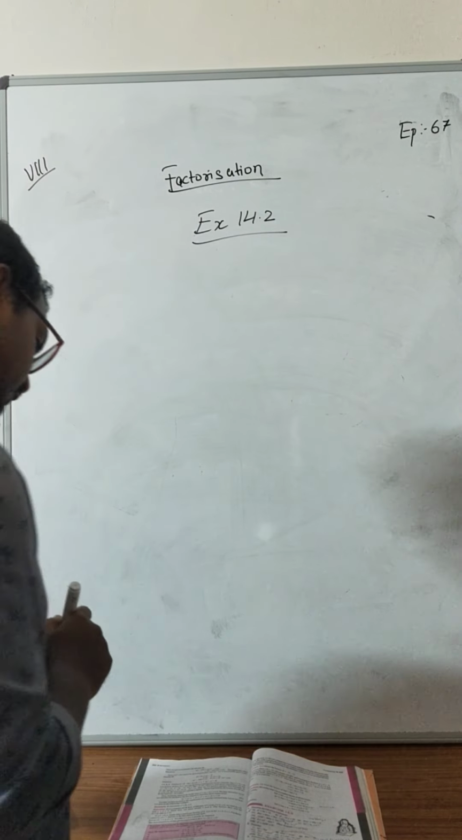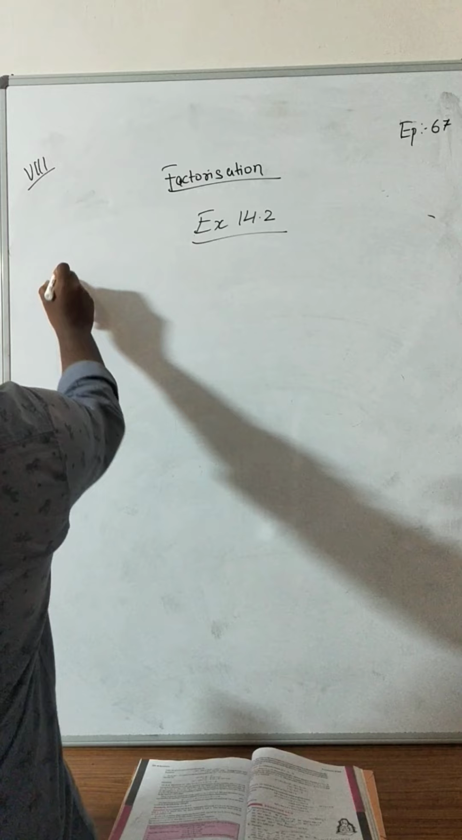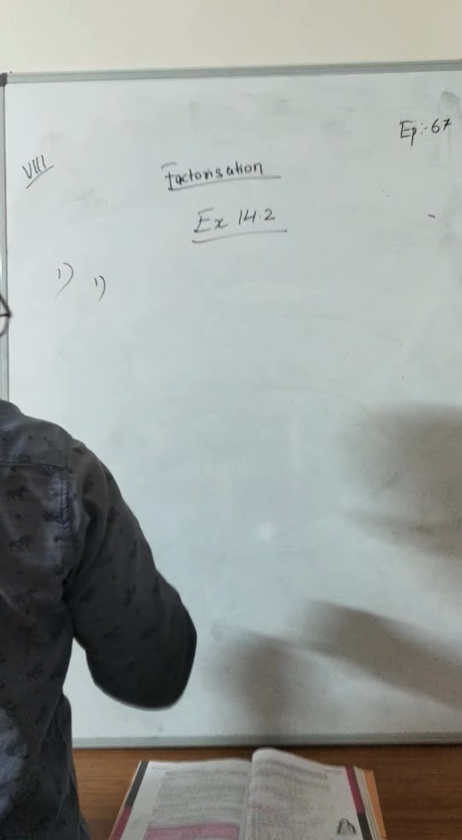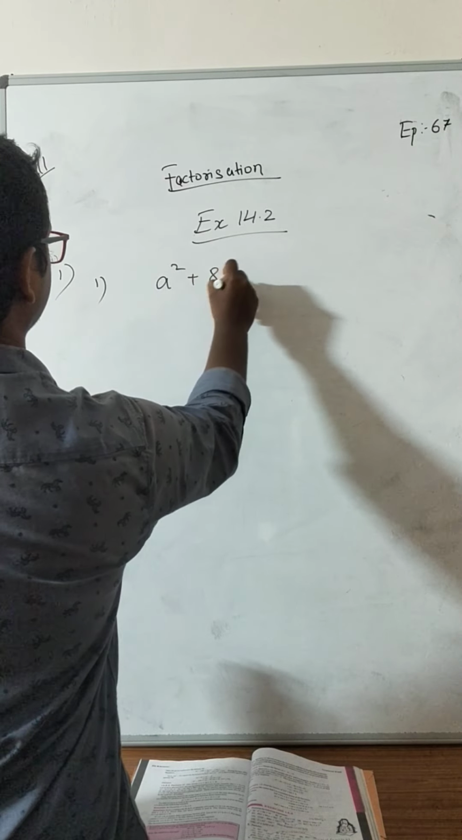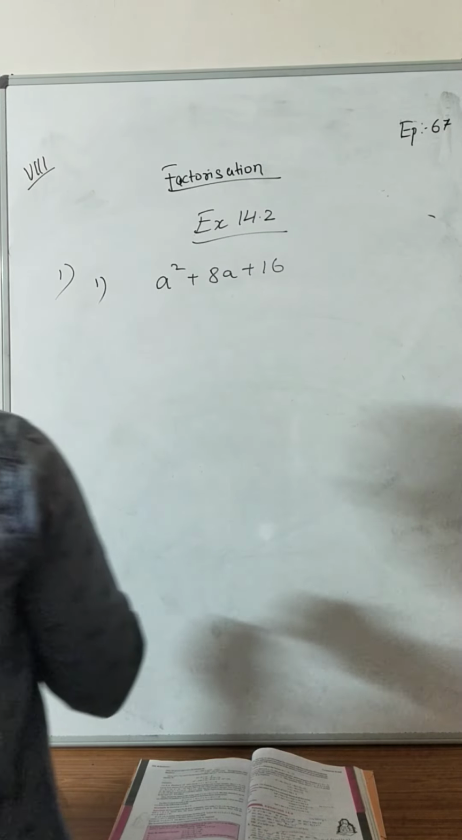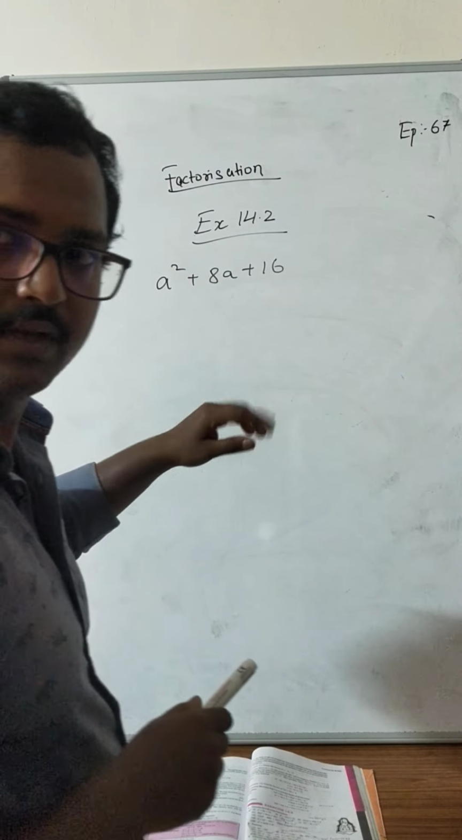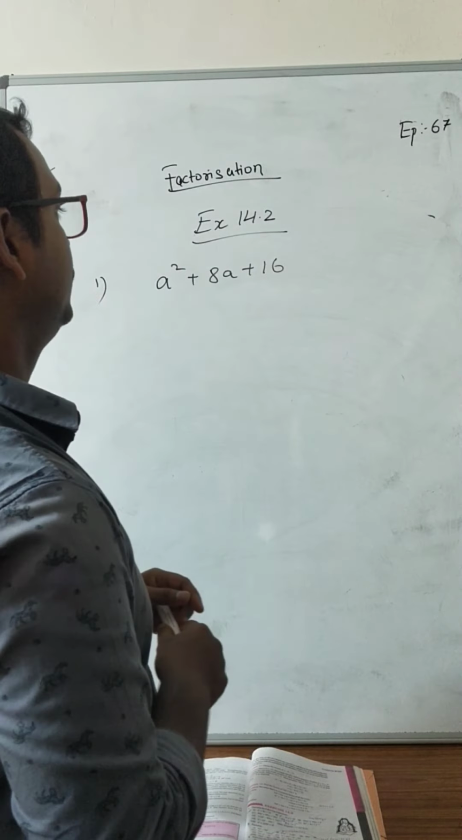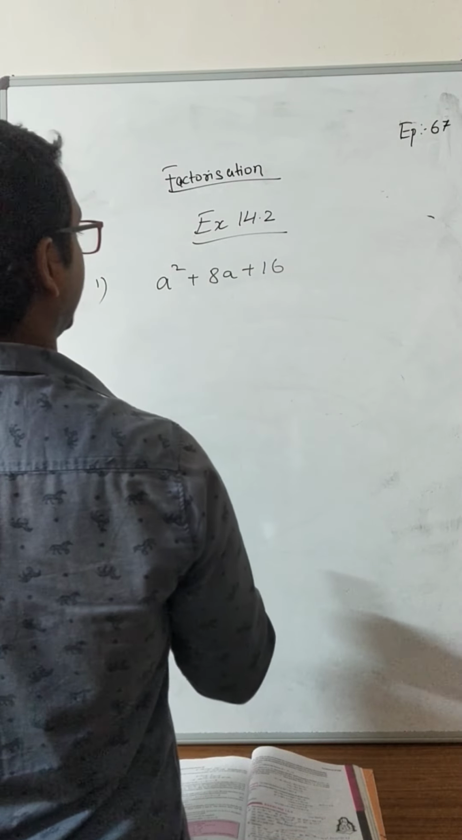In exercise 14.2, look at the first one. From the first question, look at the first one, which is a square plus 8a plus 16. We can take product and sum also, and we can do it, but the easiest way is by using the identity.